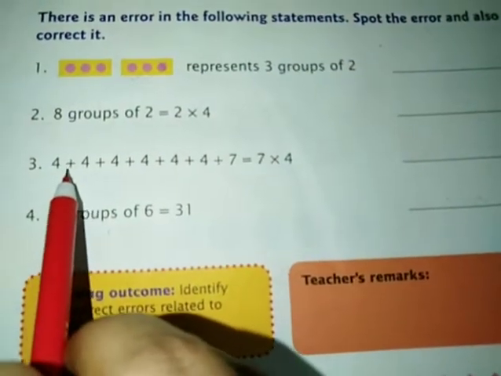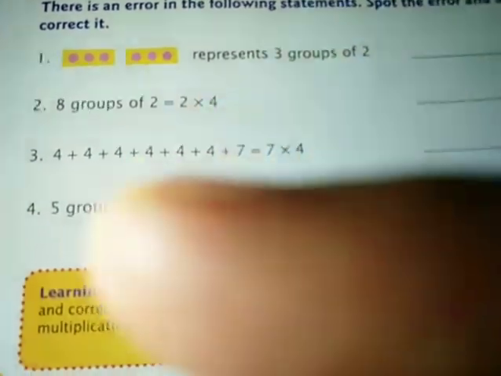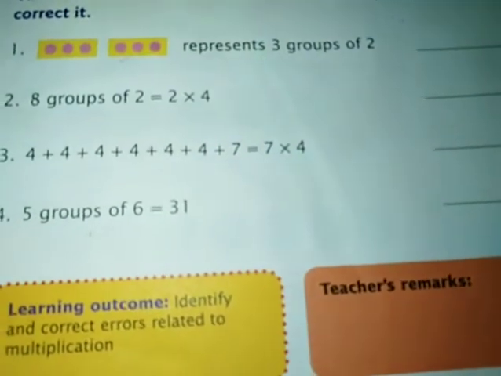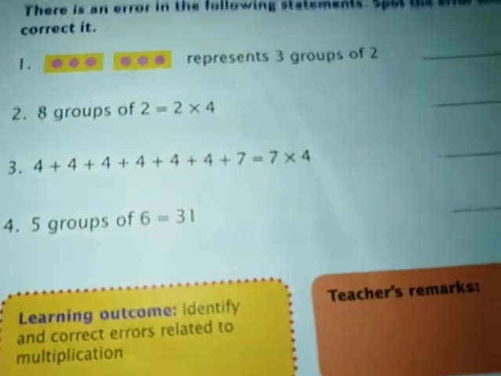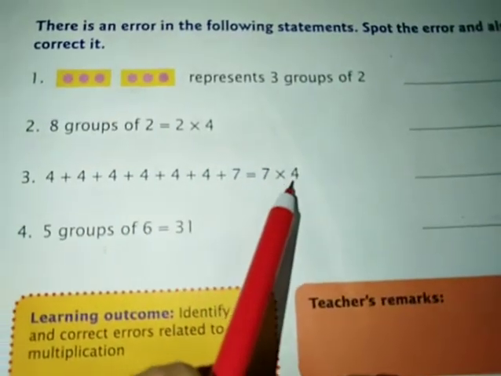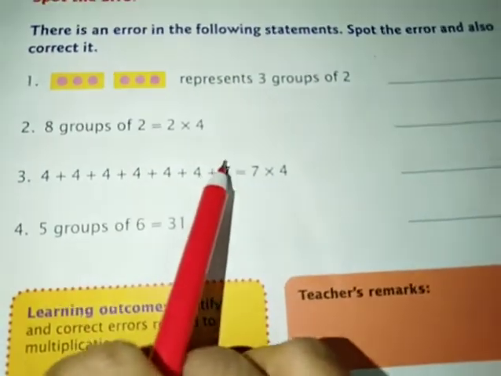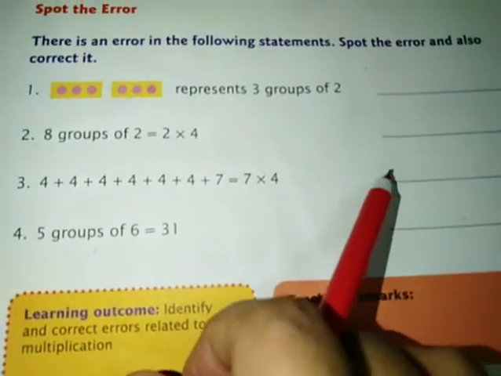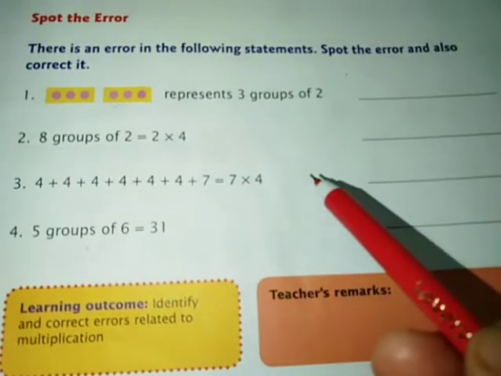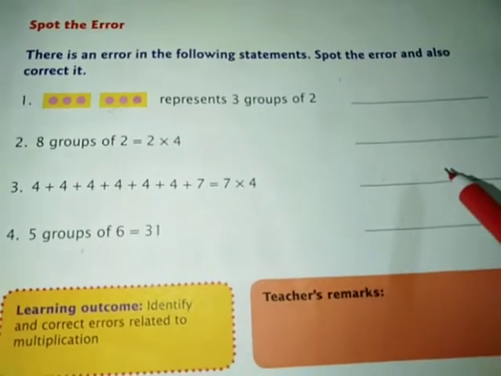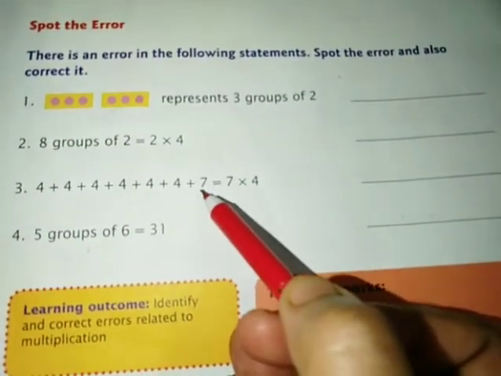Number 3, we can see 4 added 6 times and then 7. So first of all, this is not a repeated addition statement because here 2 types of numbers are added. So a multiplication fact cannot be written. And if we want to write the multiplication fact, then what we have to do is circle this 7 and make it 4. Here again in this blank, you will write the complete repeated addition statement. 4 added 7 times will give us 7 into 4. Okay. This 7 has to be removed. Change this 7 and make it 4.